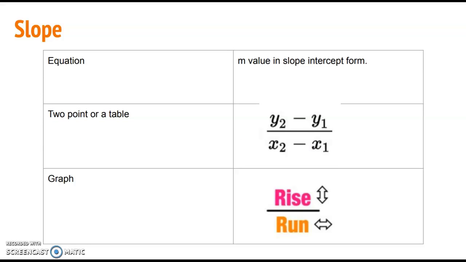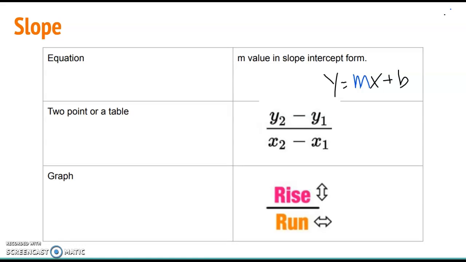We've been talking about slope within this last week. We said if we were looking at an equation, we know it's going to be the m value in slope-intercept form, which is y equals mx plus b. So it is just the number in front of the variable.